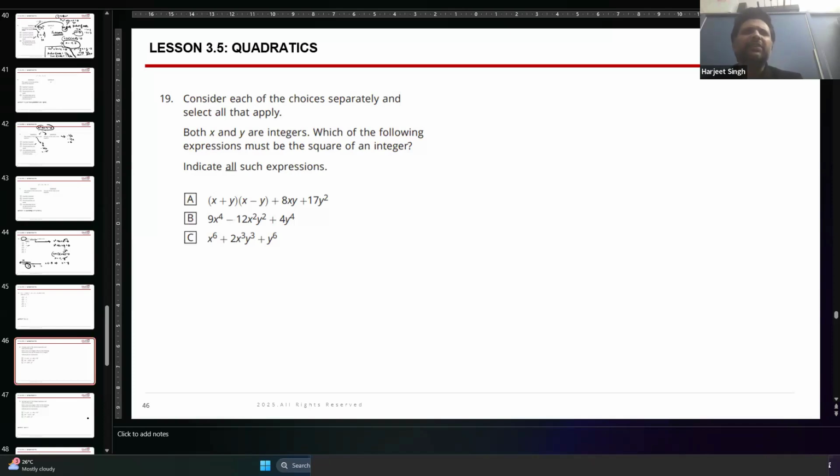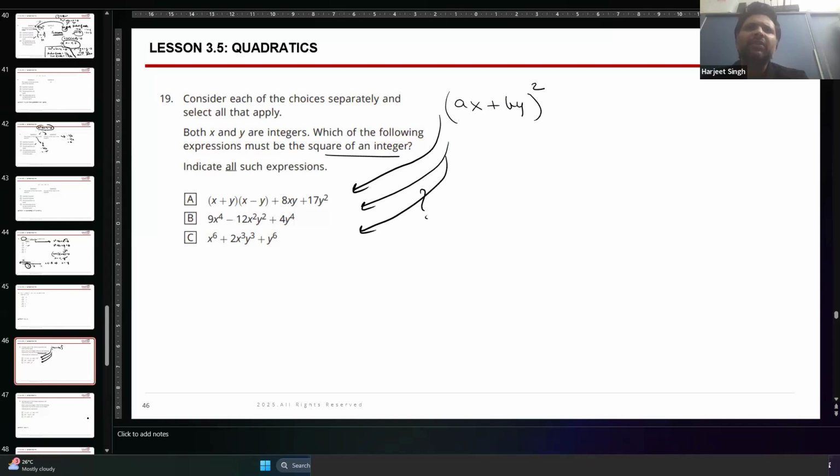So what do we understand from this? I'm not sure. So they're asking which of the following expressions must be the square of an integer? Which means, can it be expressed as ax plus by square is what they're asking. Any of these are of this format is the question.